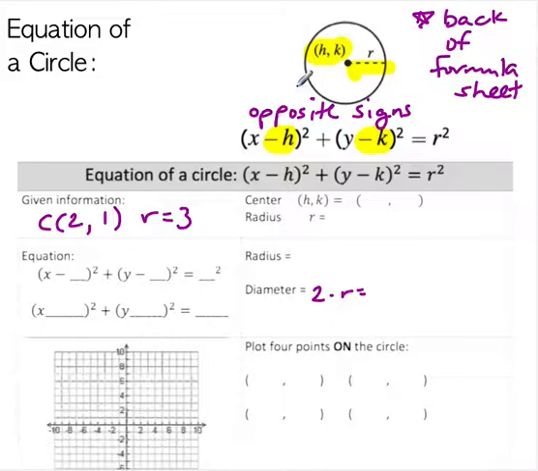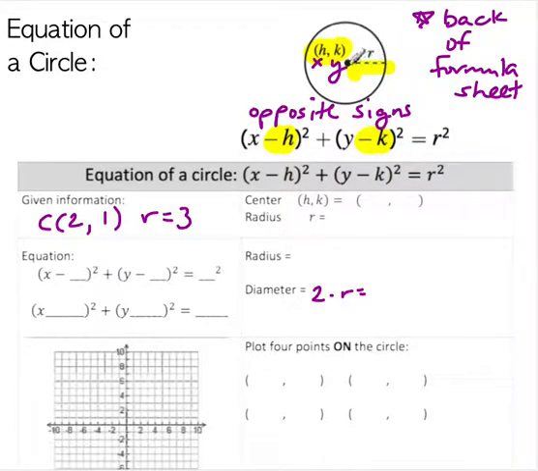So one of the more important things is that the center of your circle is opposite in the formula as it appears on the picture or in the problem. So h is the x-coordinate of your center and k is the y-coordinate. But in the formula, it's actually the opposite of h and the opposite of k. So if they appear positive in the problem, in the formula they're going to appear negative.